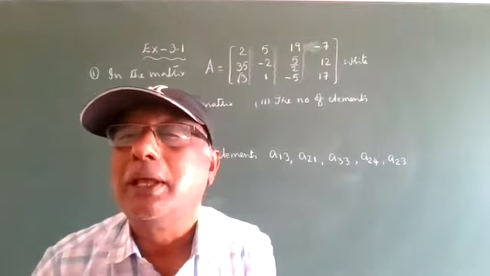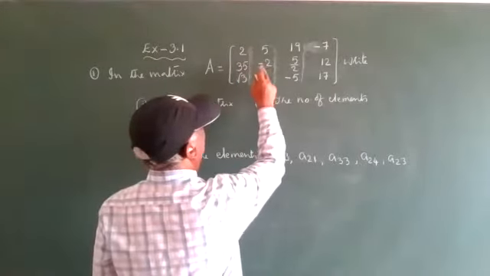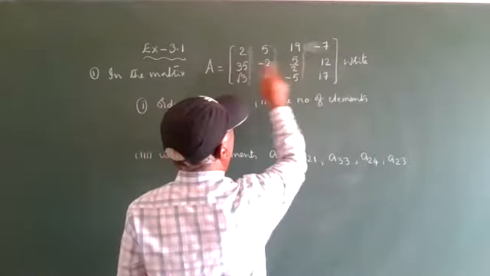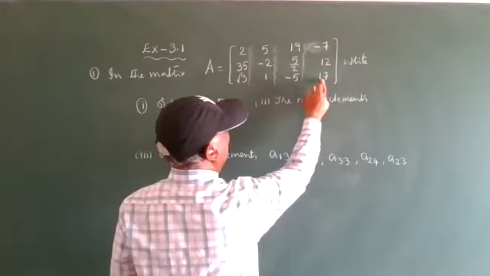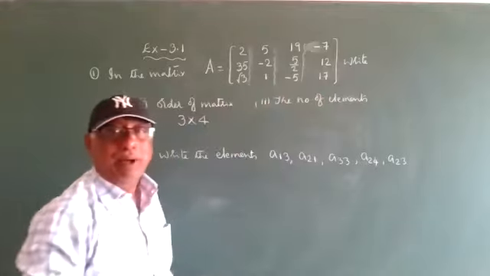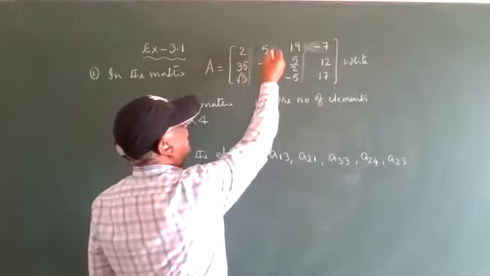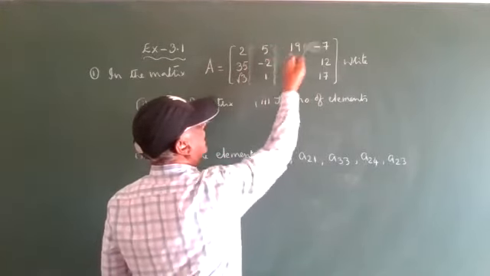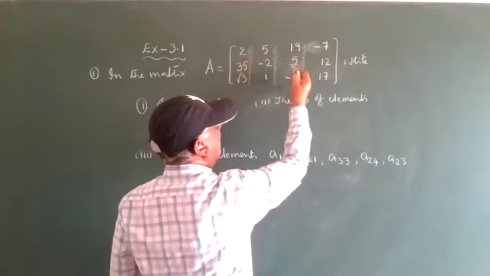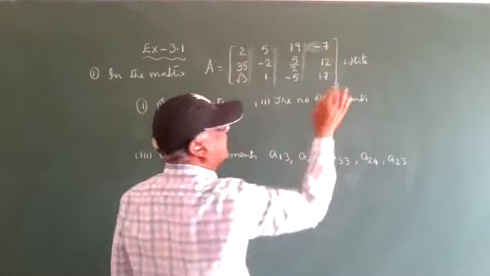We should multiply that, sir. Next I will tell. The second row is 35, minus 2, 5 by 2, 12. The third row is root 3, 1, minus 5, 12. First vertical line is 2, 35, root 3. Second column is 5, minus 2, 1. Third column is 19, 5 by 2, minus 5. Fourth column is minus 7, 12, 17.